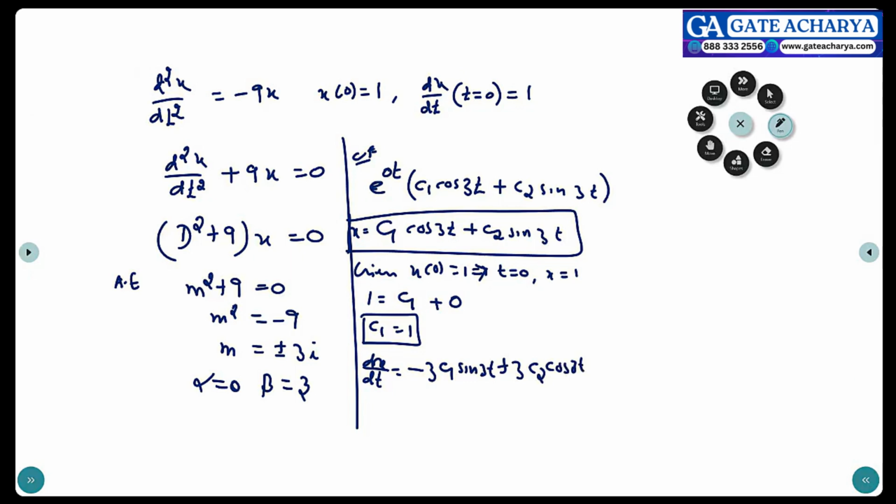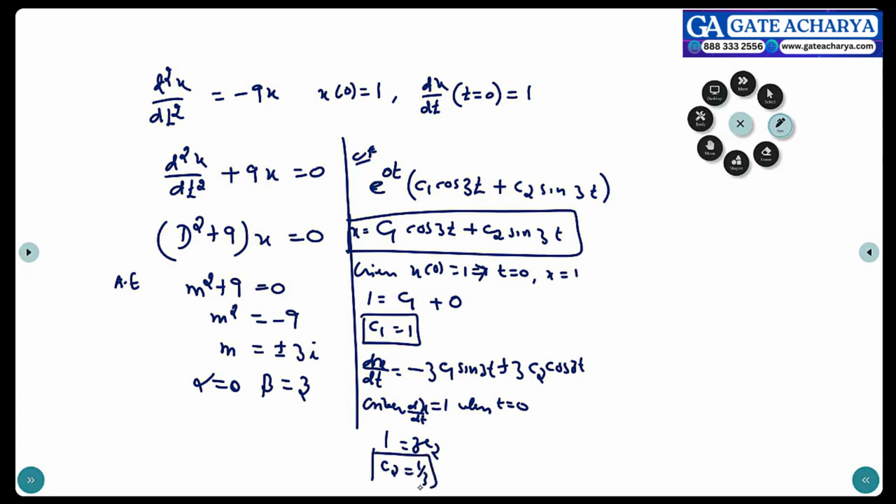Now apply the condition. Also given, the x value is 1 when t is equal to 0. So substitute here in the derivative. dx by dt is 1 when t is equal to 0. So in this derivative, sin 0 is 0, and cos 0 is 1, so 3 c2. Therefore the c2 value is 1 by 3.